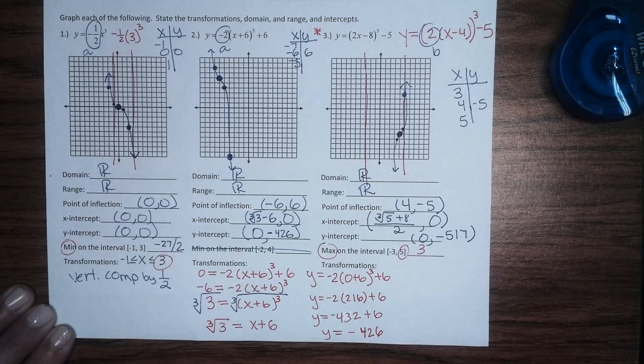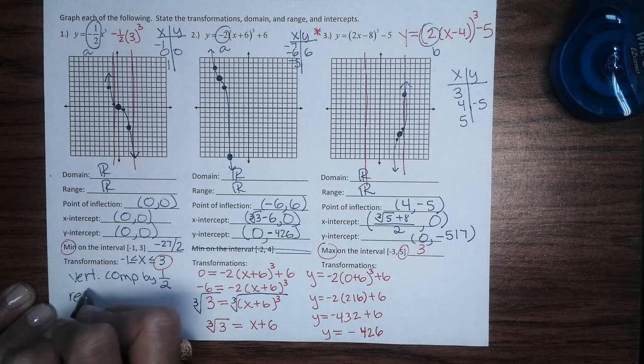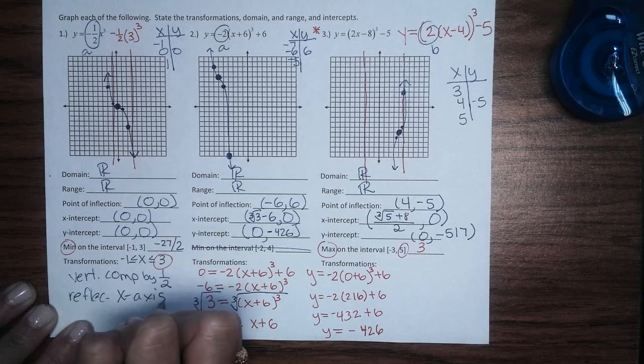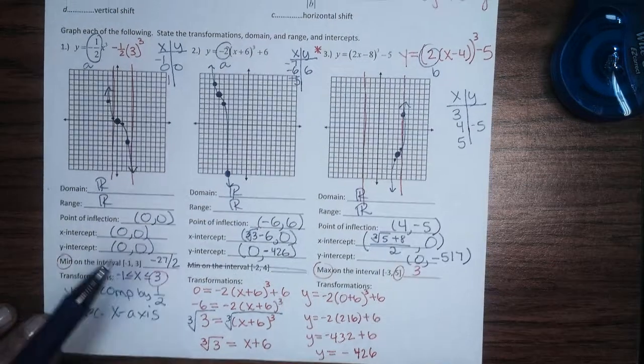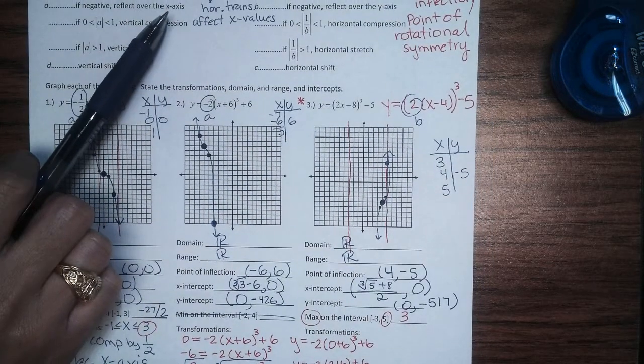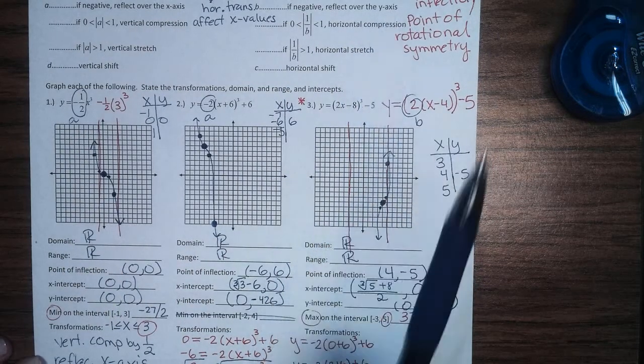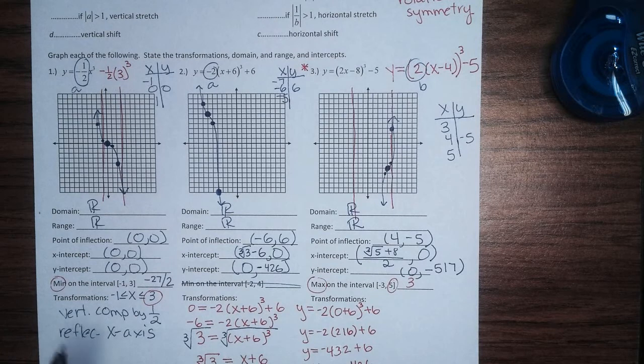And then one more transformation on number 1 is that negative. If it's an a value that's negative, that's a reflection over the x-axis. Don't get confused with those. If the a value is negative, it does need to be x-axis. If the b value is negative, you would have to put the y-axis. So that's number 1. There's 2 transformations.